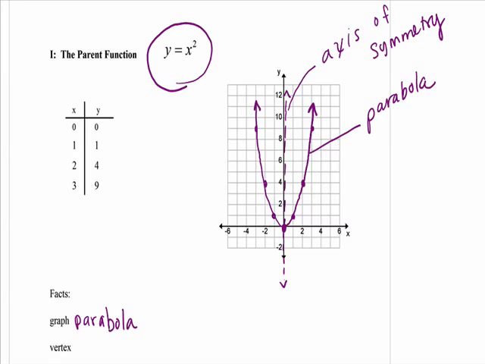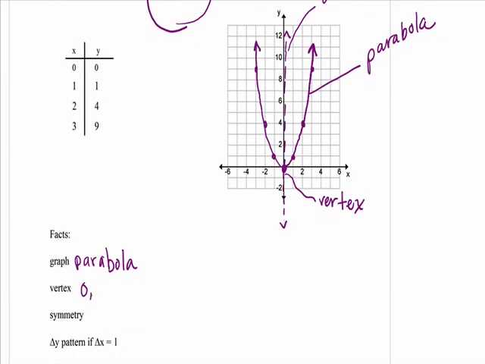You would know that the special word for this point, this one right here, I don't know if you can see where I'm pointing. Vertex? Thank you for raising your hand next time. But yes, that's called the vertex. And for the parent function, the vertex is always at 0, 0. And for the parent function, it's symmetric about the y-axis.